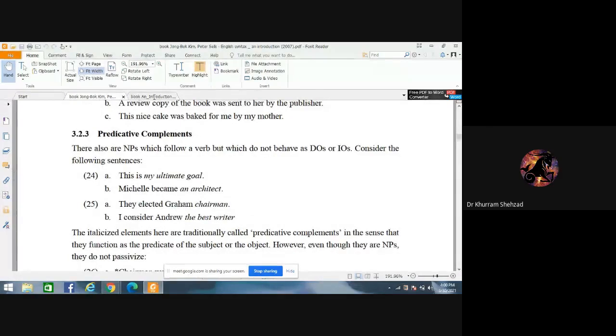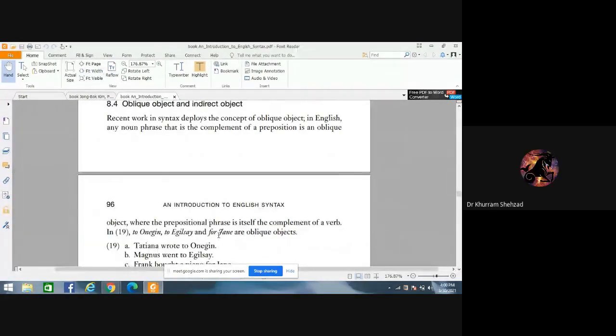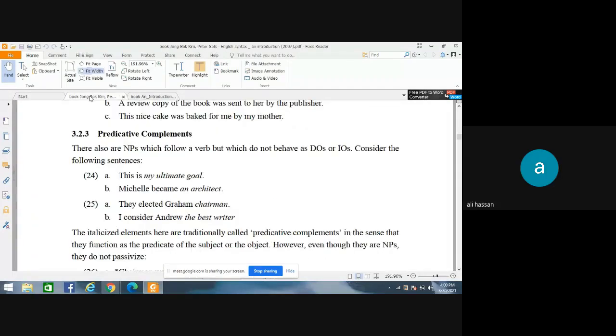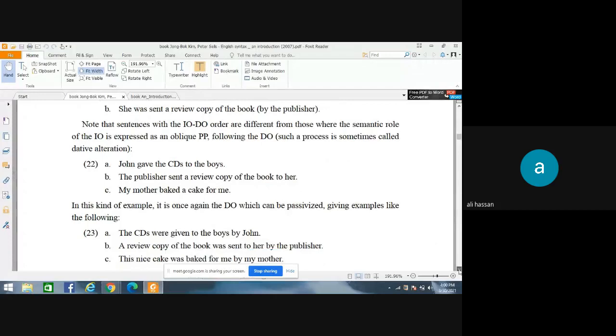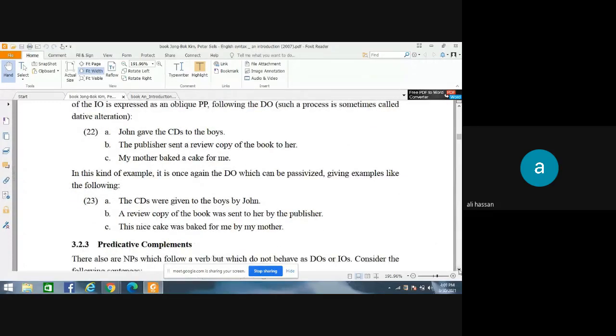Sir, what's your question? Sir, in 23A, the sentence which has been converted into passive voice, the CDs were given to the boys by John. Can we write the same sentence in this way: the CDs were given by John to the boys? No, no, the by phrase should go at the end. Is that compulsory, sir? Because you say everything else first, and then you make the subject the object in the passive voice. So the by phrase should come at the end. Check everywhere, you can see that the by phrase is coming at the end.